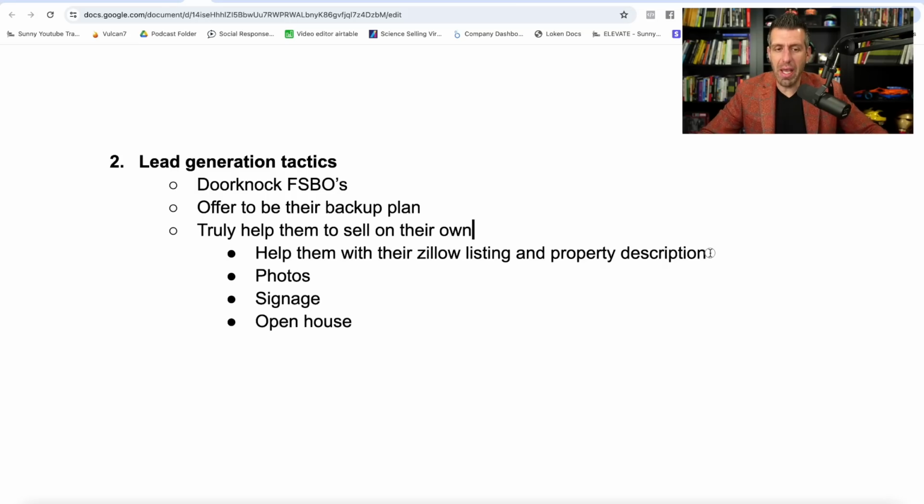And so, yes, you're going to help them sell the house on their own, truly. You're going to serve them as their agent while they believe they don't need one, so that when the day comes and they've given up on selling the home on their own and all your competitors have burned out, you're the last agent standing. This is how you convert for sale by owners.